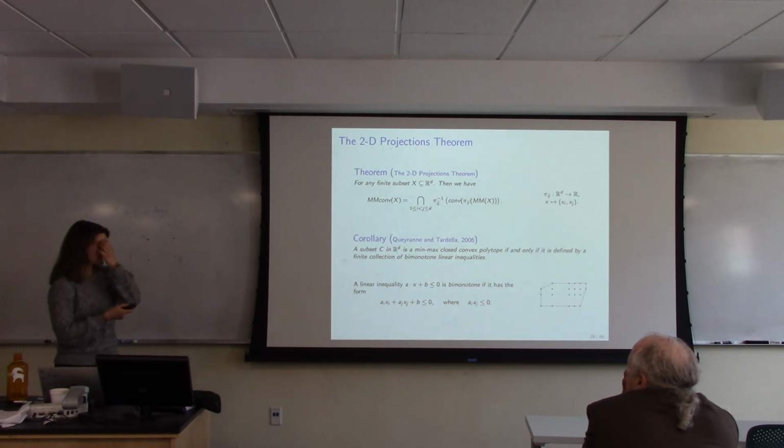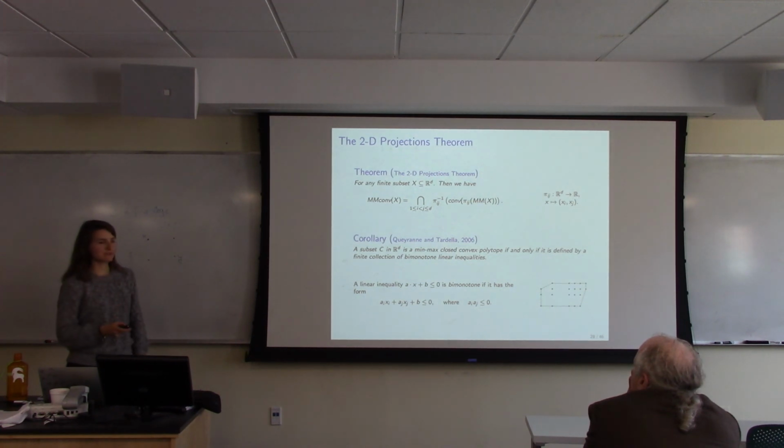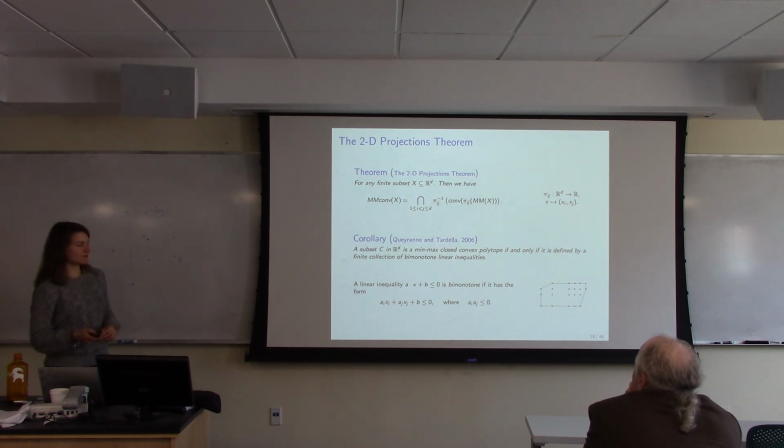Okay? And a different way to describe min-max convex polytopes is the following. A subset in R^d is a min-max closed convex polytope if and only if it's defined by a finite collection of bimonotone linear inequalities. So what are those? A linear inequality is bimonotone if it has this form. It only has two coordinates that are non-zero, a_i x_i plus a_j x_j plus b less than or equal to 0. And if they're both non-zero, then you want them to have opposite signs.